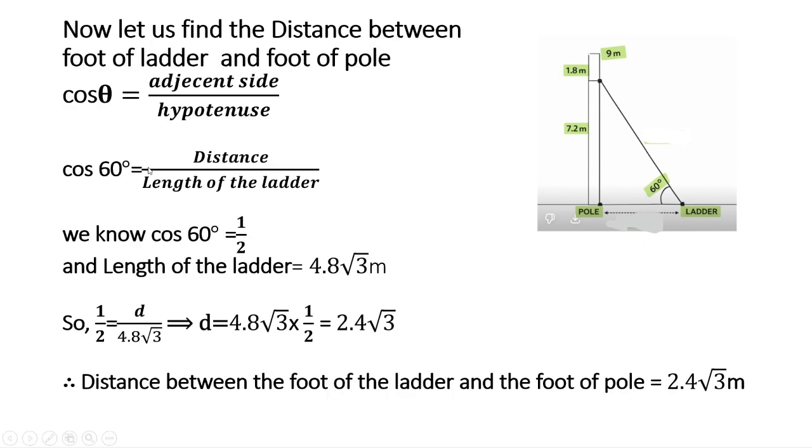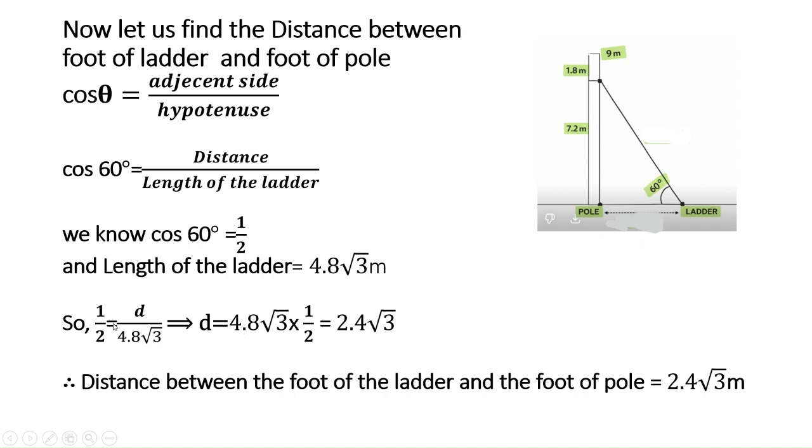Now, let us use the cos 60 value, cos theta. Cos theta is nothing but adjacent side by hypotenuse. Theta is 60 degrees, the angle made by the ladder with the ground. So cos 60 is equal to the adjacent side. The adjacent side is nothing but the distance between the pole and the ladder, and the hypotenuse is the length of the ladder. We know cos 60 is equal to 1 by 2, and the length of the ladder is 4.8 root 3 meters, which we found using the sine 60 value.